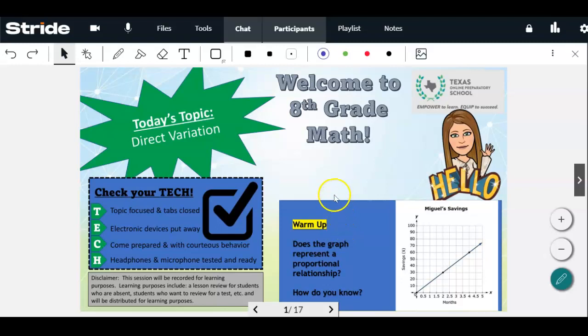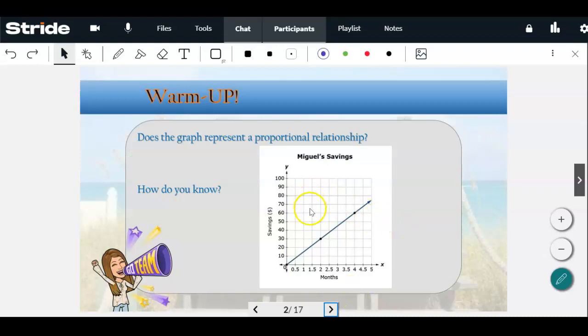Hello, this lesson is on direct variation. We'll go ahead and start with a quick warm up just to review. Does the graph represent a proportional relationship? Anytime the graph goes through the origin, (0, 0), it does represent a proportional relationship. So that's how we know. Just look at the origin.